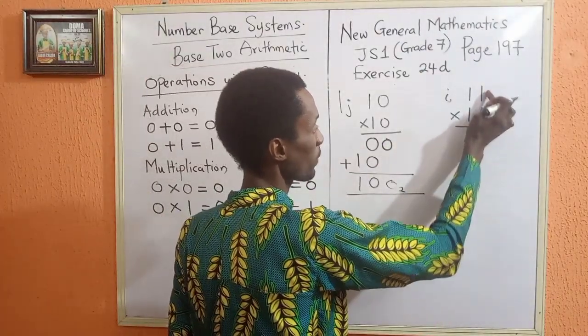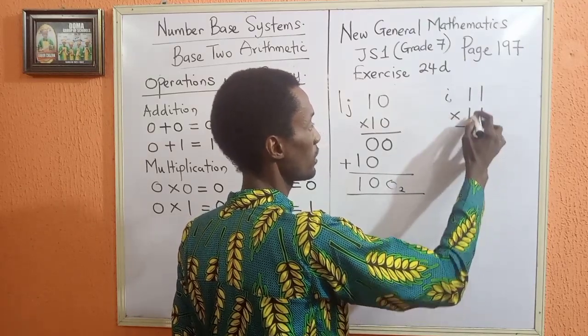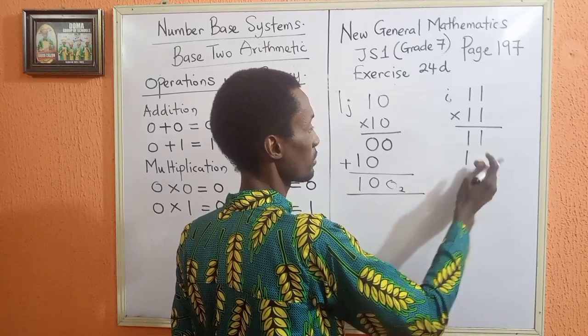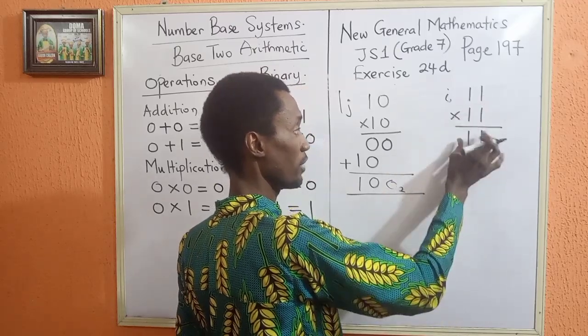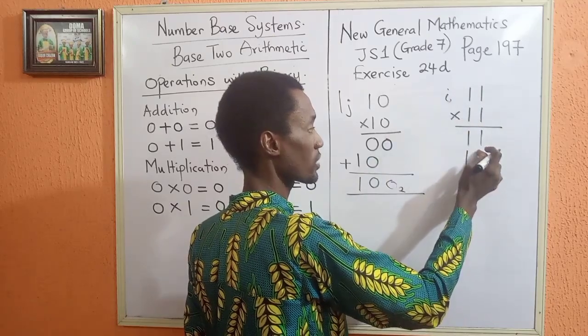Now we come to the next one. Here, this one will multiply this one. Give me 1. Give me another 1. Give me another 1. Remember, I've done with this first level. I'll come to the second level. The second level is always started.